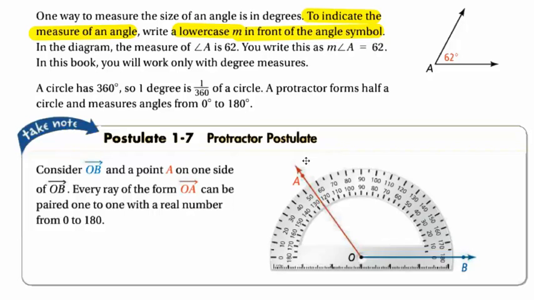And there are 360 degrees in a circle. So 1/360th of a circle would be 1 degree. Here we have a protractor, and most of you should have your own protractors for measuring angles. Be sure to bring those to class.